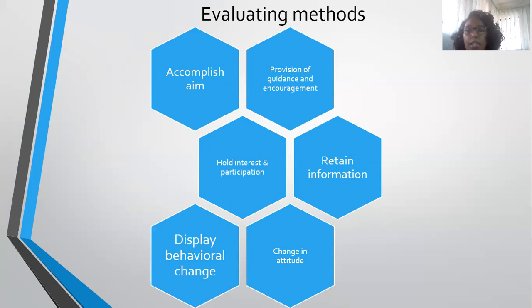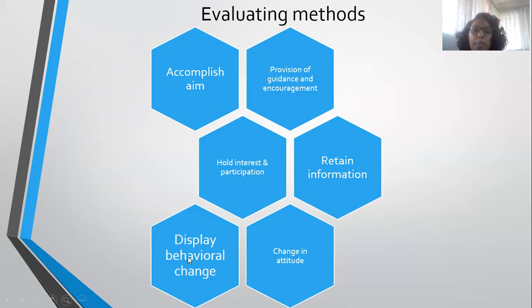Does it hold interest and does it encourage participation? If your students are not participating in your class, then you have to ask a question. One of the main problems with online education, as you can see, is participation. Because if you're not participating, I'm not sure if you're really learning. So I have to understand if you truly are learning.